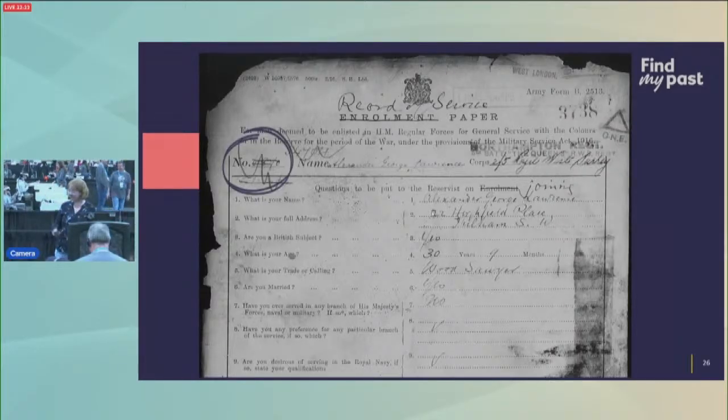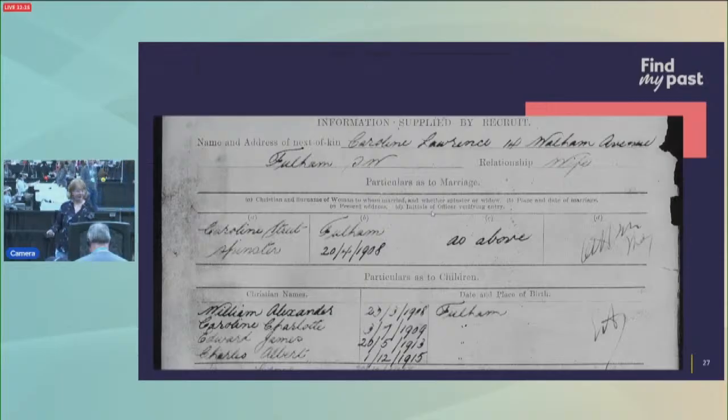We also find it in other areas of his records, as well as his spouse, his children, the address for the next of kin, and so forth, right? All of the things you would expect on a military record.